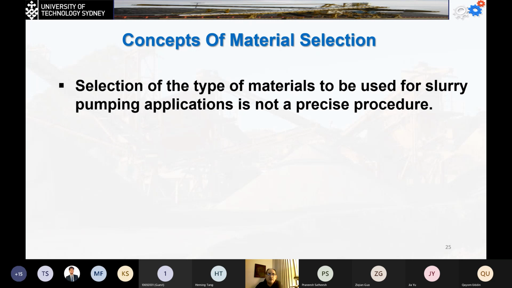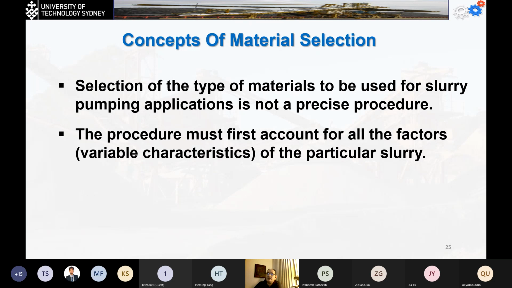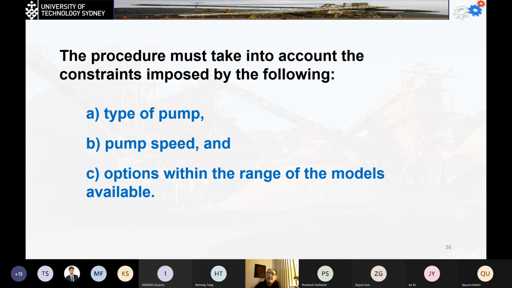We're not going to have a universal material for all the pumps for all applications, mainly because we are going to have the wearing effect. Some materials are going to be more sensitive than others, and we also have the effects of chemical reaction. The procedure must first account for all factors, which are the variable characteristics of the particular slurry.